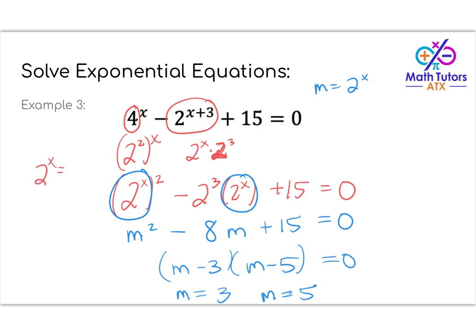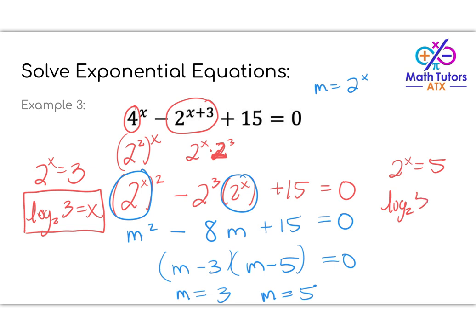So 2 to the x equals 3. 2 to the x equals 5. Well, I don't have any negatives, that's great, but these are also not very nice with common bases or anything like that. So I am going to need to use logs here. So log base 2 of 3 equals x, and without a calculator, my friends, that is all you have to write. It's log base 2 of 3, done. Over here, log base 2 of 5 equals x. And again, without a calculator, that's all you have. And we have 2 solutions now. Fantastic.